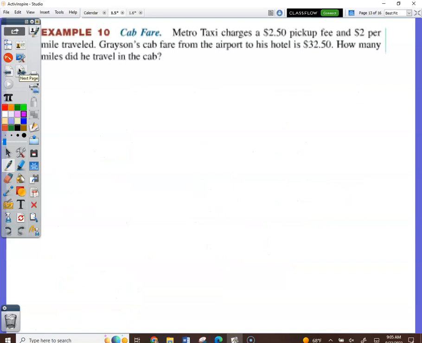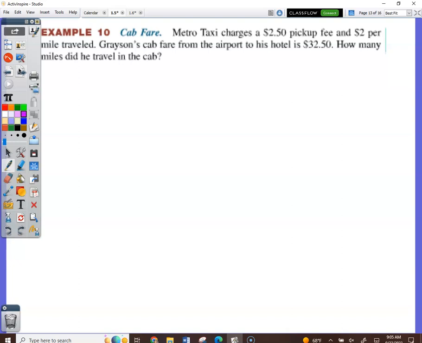Okay, Metro Taxi charges a $2.50 pickup fee and $2 per mile traveled. Grayson's cab fare from the airport to his hotel was $32.50. How many miles did he travel? How many variables are they asking us to solve for? Just one. What letter do you think I'm going to use? M. If we have one variable, then we should be able to do this with one equation.